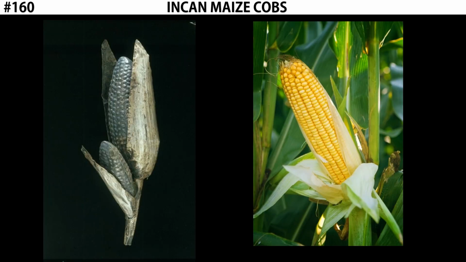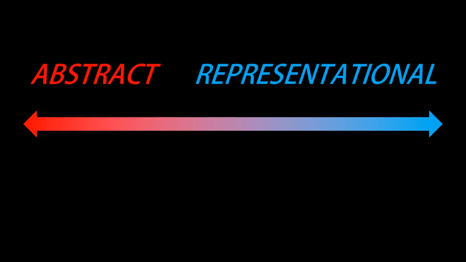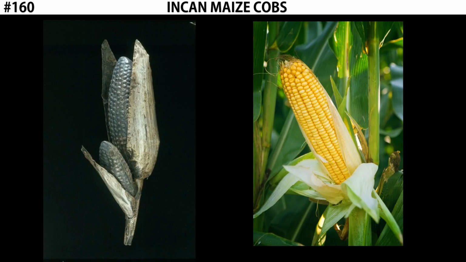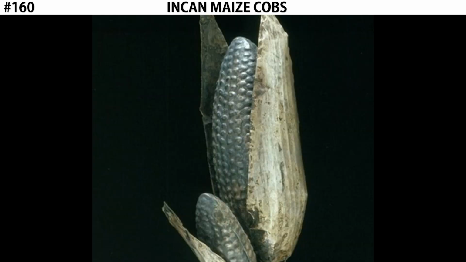You can see that this is a pretty representational depiction of a maize cob. If we think about our spectrum of abstraction versus representation, this is very representational. Oh, maize means corn, by the way. So Incan maize cobs means Incan corn cobs. Now, taking a closer look at this sculpture, what we see here is silver. The corn cob itself is made out of silver. The husk and the stem around the corn cob are made out of gold.